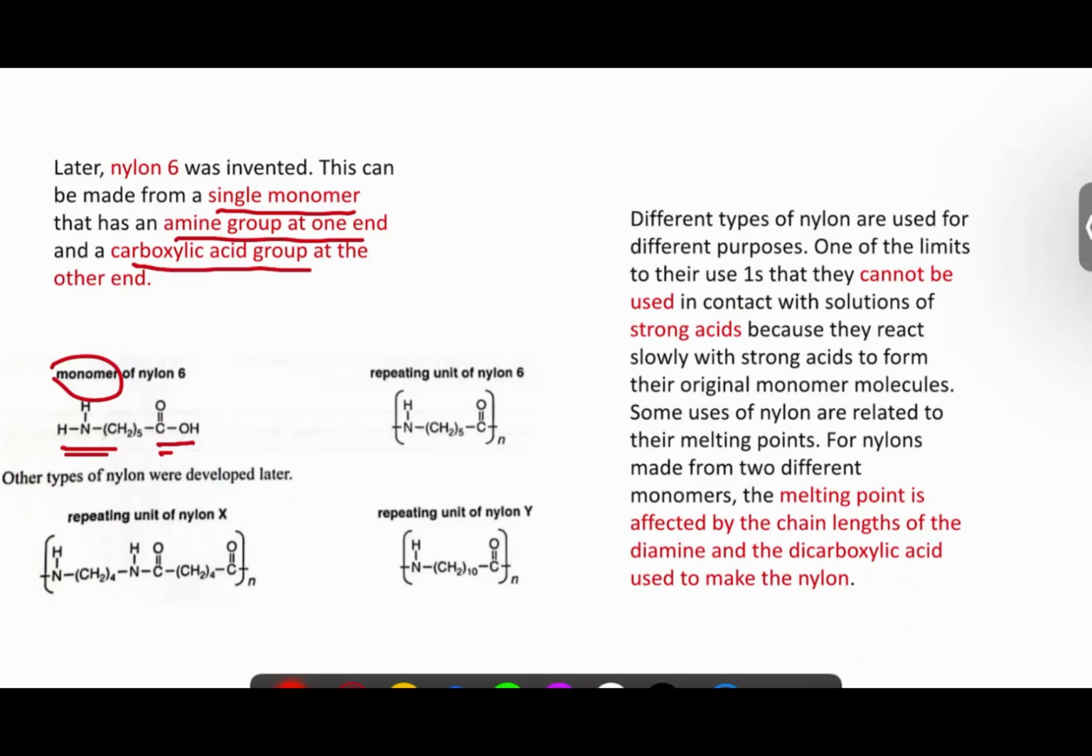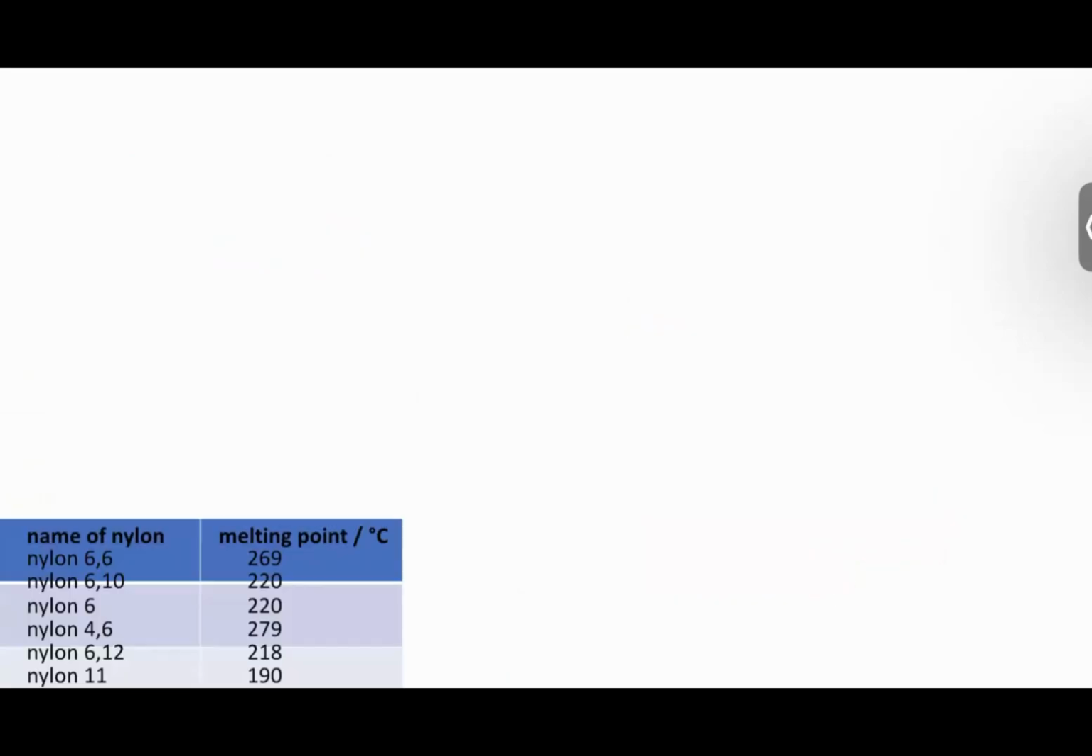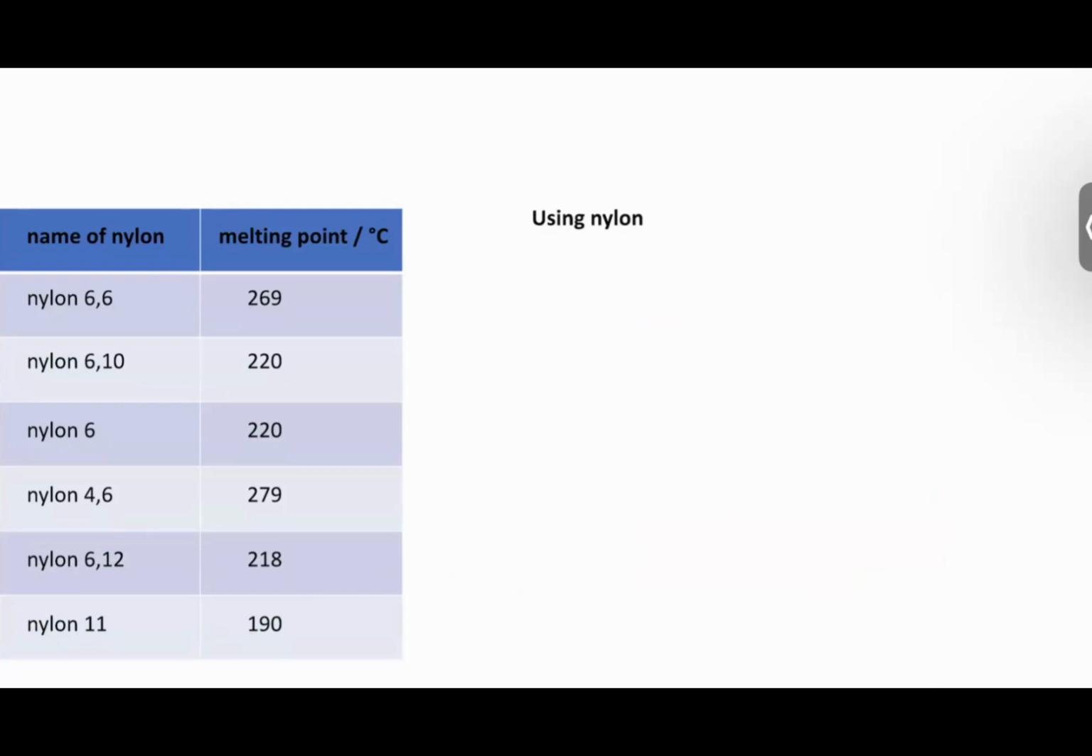Then some other properties of nylon are related to their melting points. For nylons made from two different monomers, the melting point is affected by the chain length. So the melting point is affected by the chain lengths of the diamine and the dicarboxylic acid used to make the nylon. Okay, moving on. So here are some examples of the melting point.